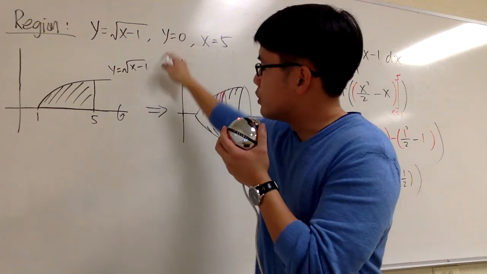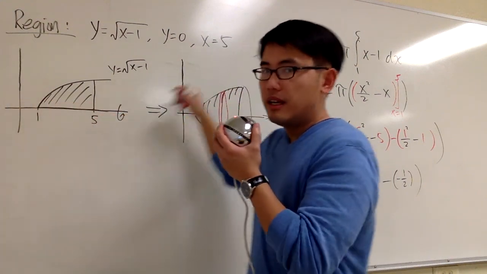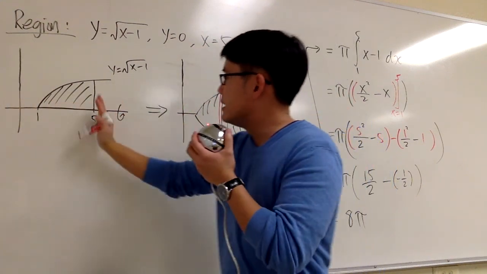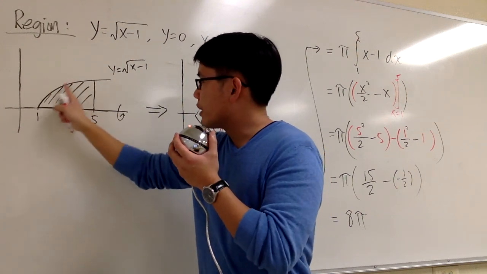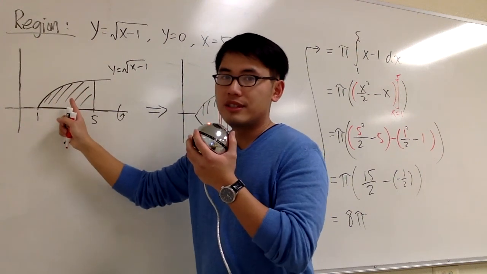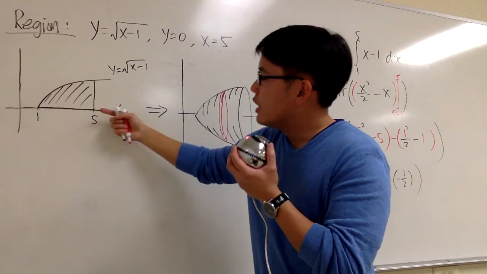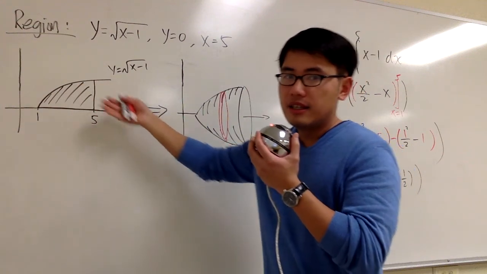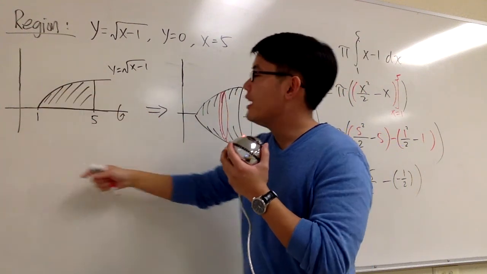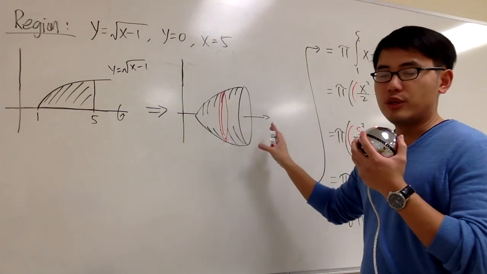And for y is equal to 0, it's the x-axis. For x is equal to 5, it's this vertical line. So this right here, it's the region that we are talking about. And we are going to take this region, rotate about the x-axis. So we are going to do this way, and this is the solid that we are going to generate.